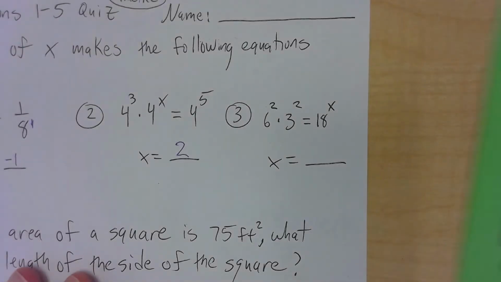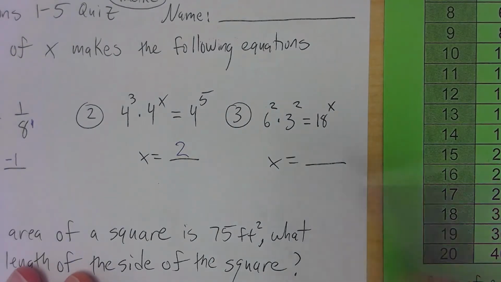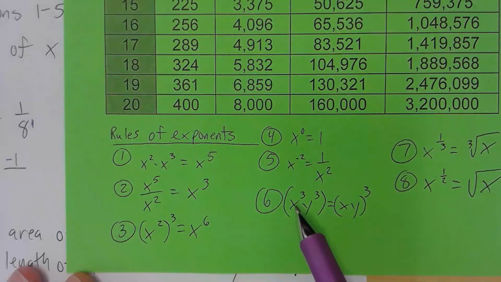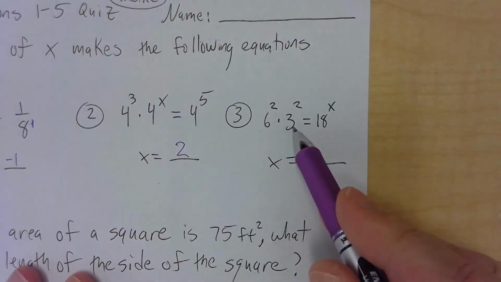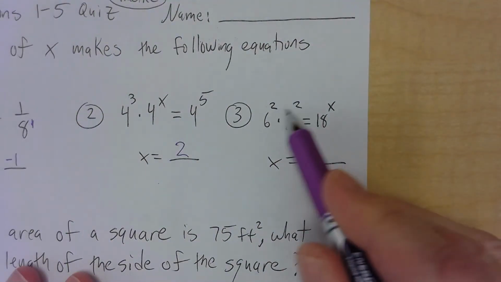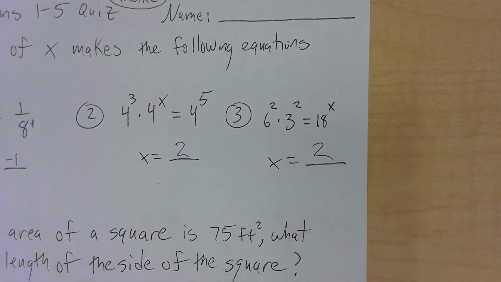Number 3 is the rule number 6 here. If the exponents are the same, you can multiply the bases. That's what that rule says. So those two multiply together. 5 times 6 is 18. So this doesn't change. It's just 2.